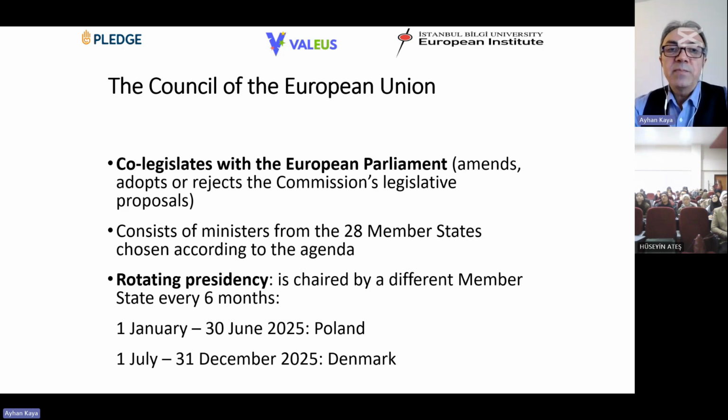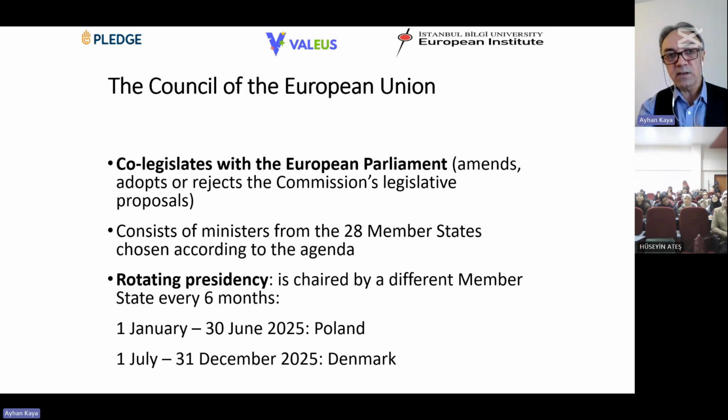And now, the Council of the European Union is run by one of the member states for each 6 months. At the moment, between January and June, Poland runs the Council of the European Union.